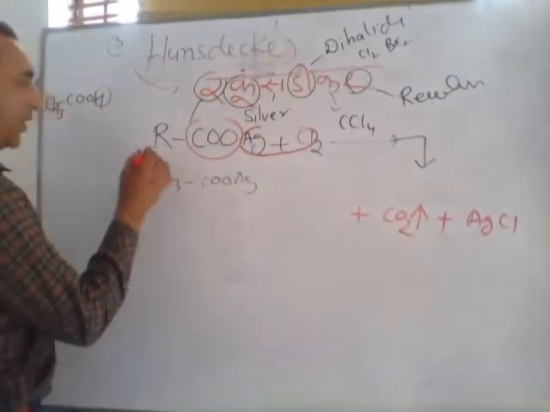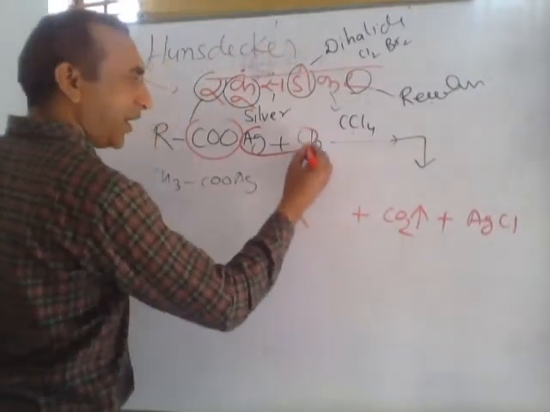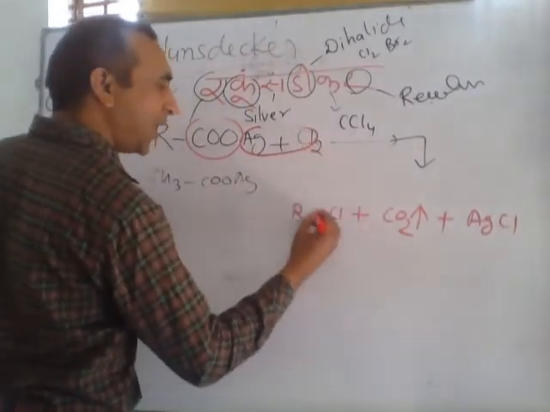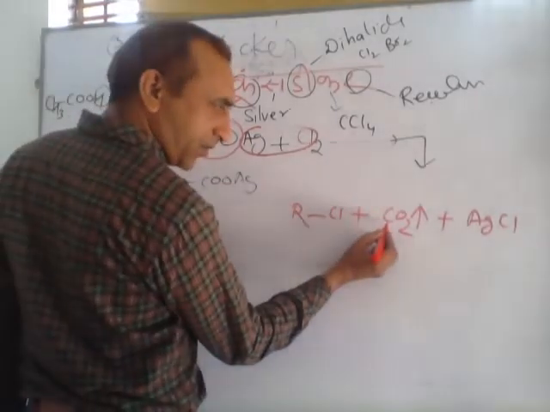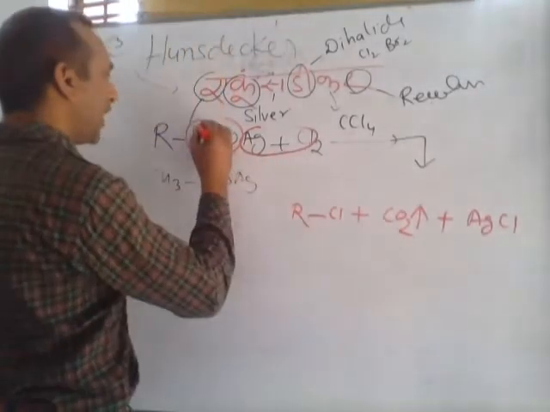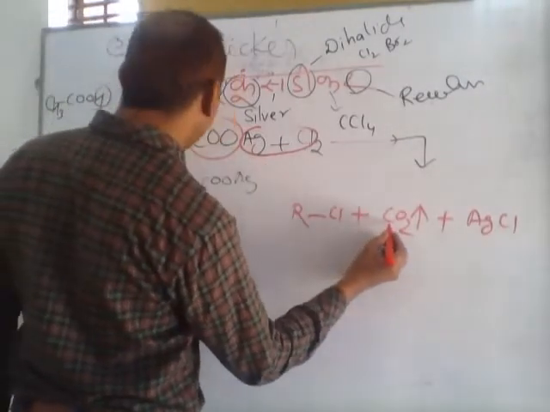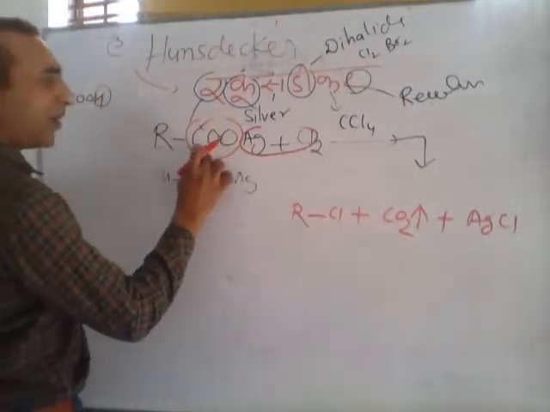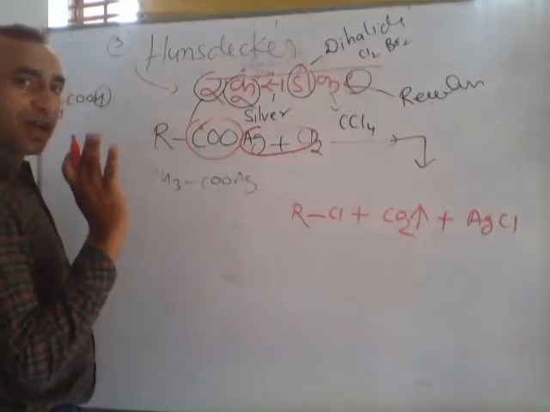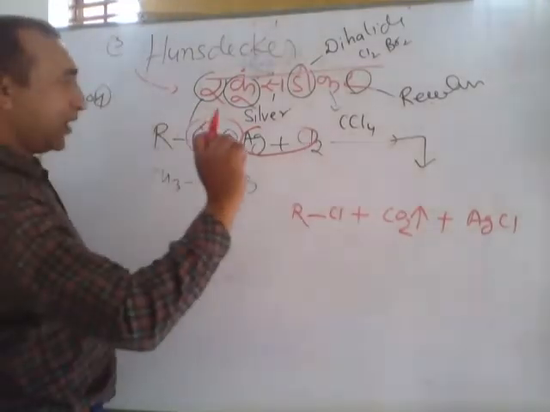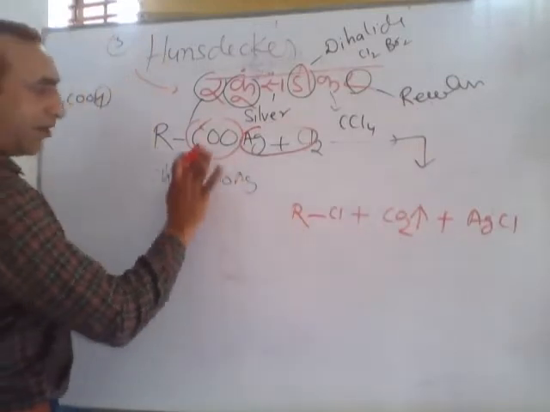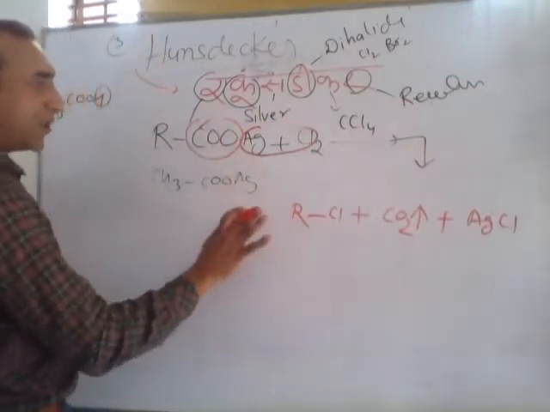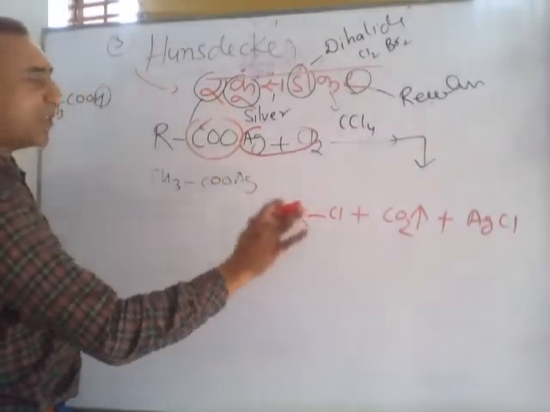And what are the products? This R and one halogen. This R and halogen will form. By removal of this carbon in the form of carbon dioxide, the total number of carbons decreases. So this is called a carbon degradation reaction. In a carbon degradation reaction, the number of carbons decreases in the product. This is also called descending the series.